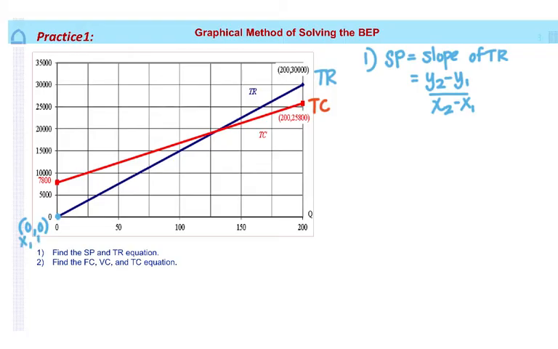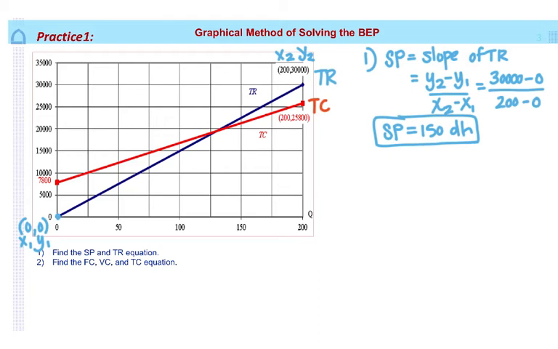The endpoints we'll label as x1, y1, and the other endpoints we'll label as x2 and y2. Then we'll go ahead and plug those in. 30,000 minus 0 divided by 200 minus 0. We will get a selling price, in this case, of 150 dirhams. Okay, now it asks us to find the total revenue equation. So the total revenue equation is just selling price times quantity. So in this case, the total revenue equation would be 150 times Q.